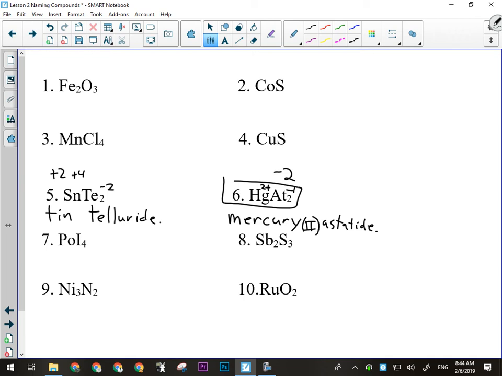2. All right, so how many negatives do I have here? 4. Okay, so all I do, guys, is find out what the charge is on my nonmetal, and multiply it by however many there are. All right, so -2 times 2 is -4. So I've got 4 negative charges that have to be balanced by only one tin. So is this the tin with the 2 plus or the 4 plus charge? If this is going to equal 0 and I only have one tin to do it with, I have to have the tin with the 4 plus charge. Okay, 2 will not balance off the -4. Only the +4 will do that. So this will be tin 4 telluride.